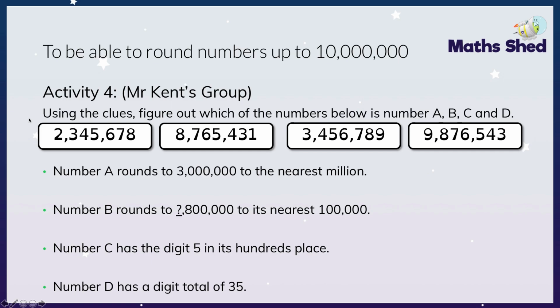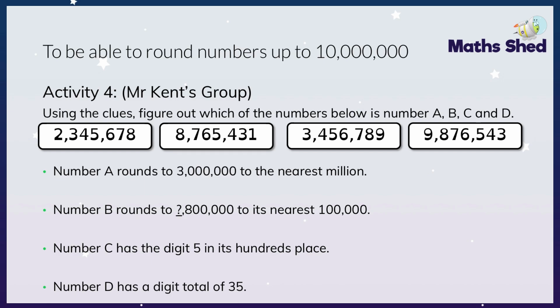Okay. Activity 4, mainly aimed at my group. However, Mrs. Woolston's group, you are more than welcome to have a go, as always. Using the clues, figure out which of the numbers below is letter A, B, C, and D. So, letter A rounds to 3 million to the nearest million. So one of these will match to letter A.